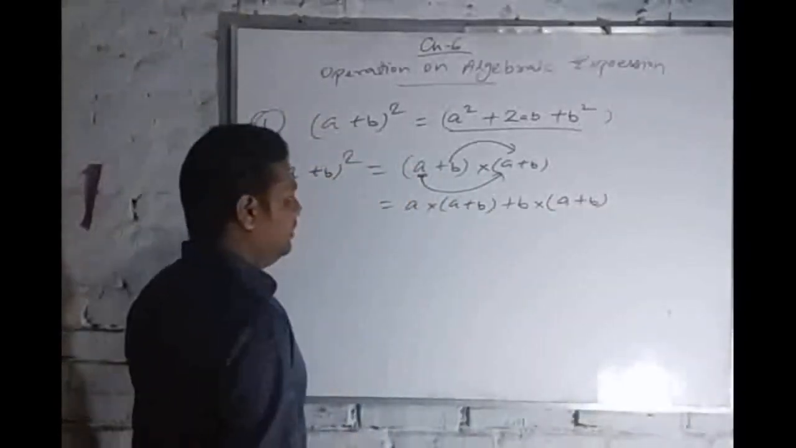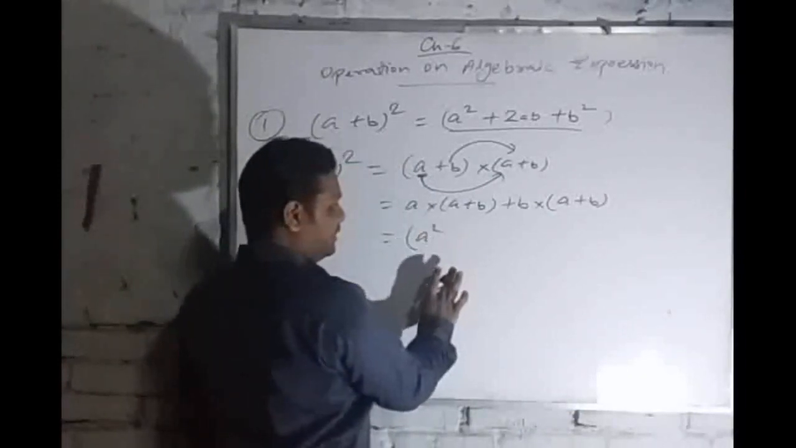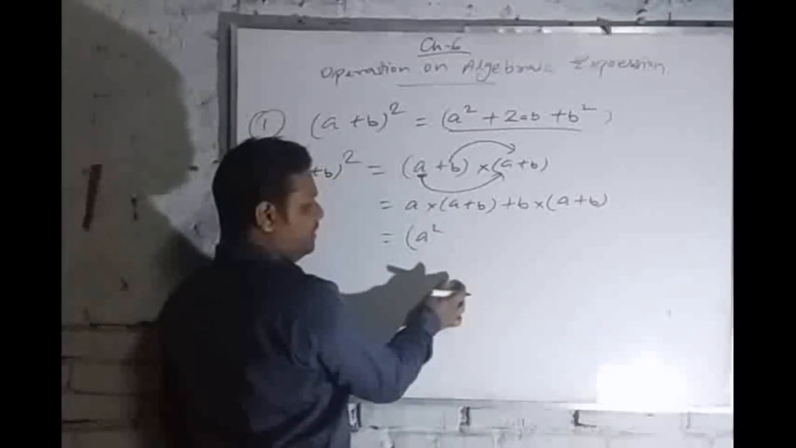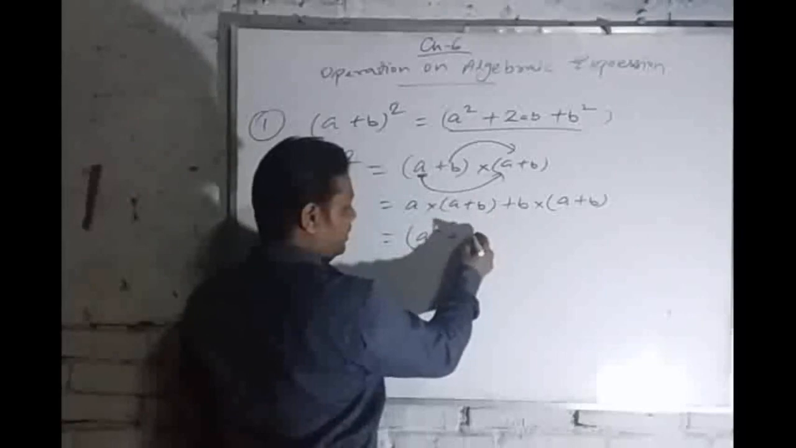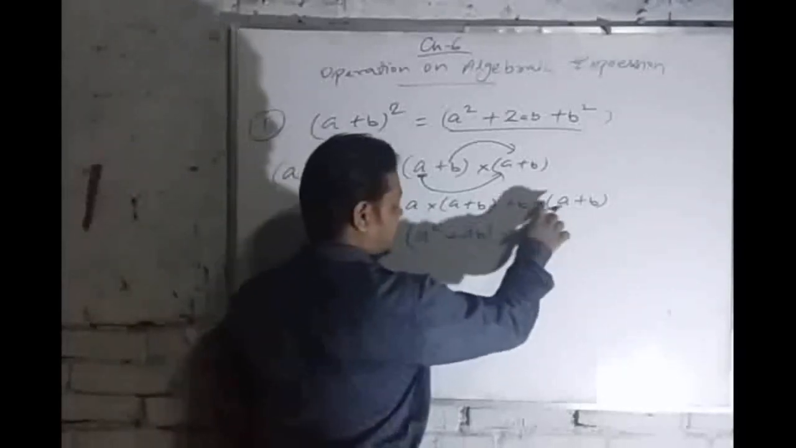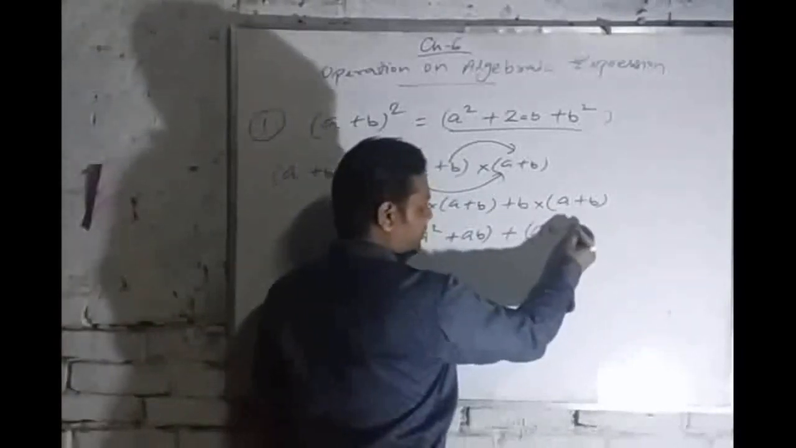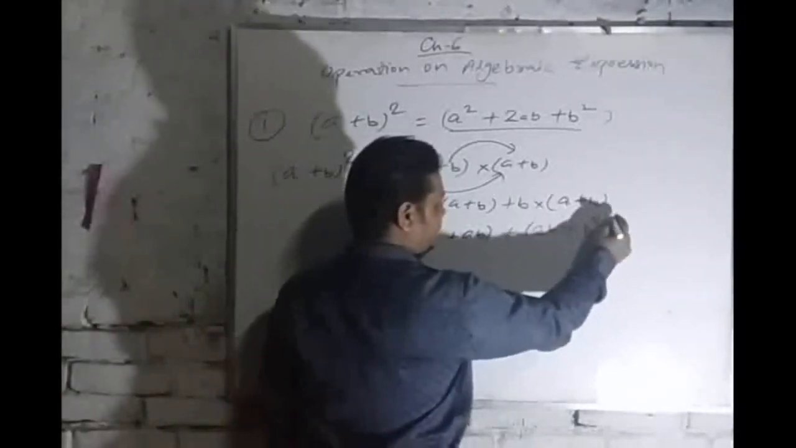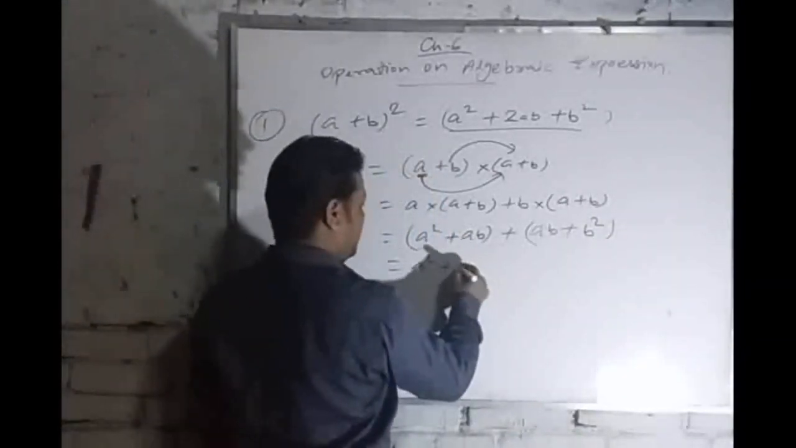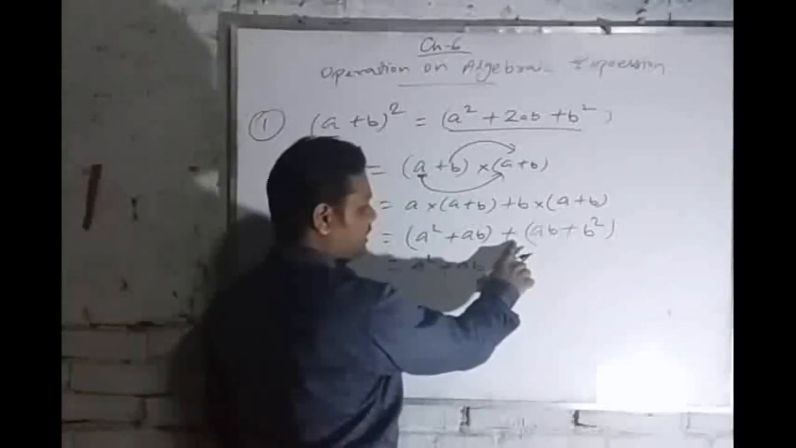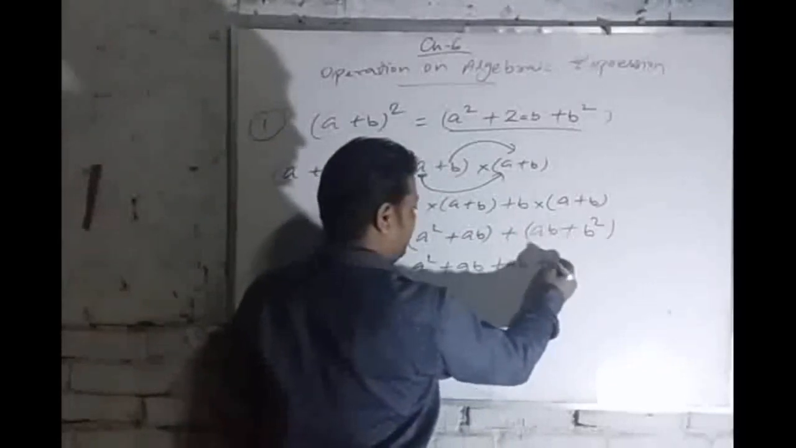Now multiply a into a, a², and we will keep it in bracket at first. After this step we will remove the bracket. a into a, a², a into b, ab here. Again b into a, ba, or we can write ab alphabetically, plus b into b, b². Now we will remove the bracket. a² plus ab, here plus is outside, that is, we will not change the sign. So plus ab we will write plus b².